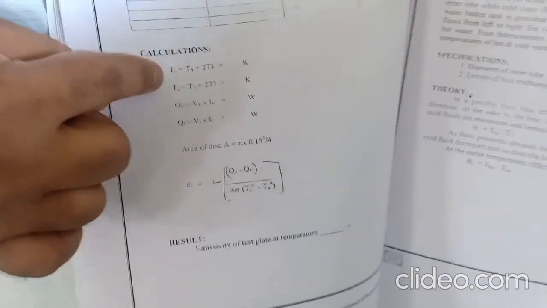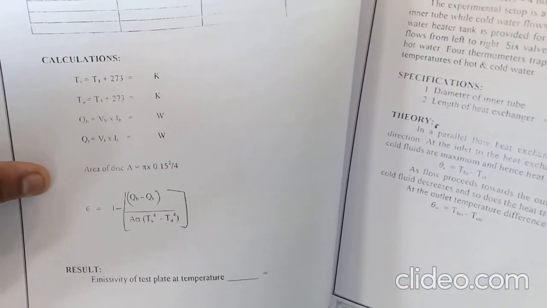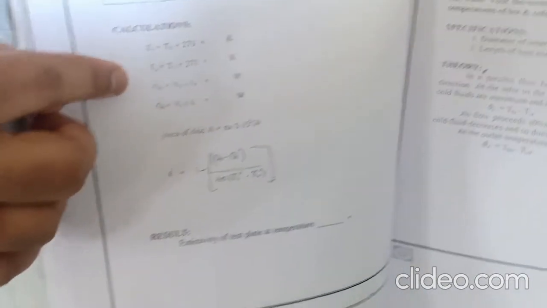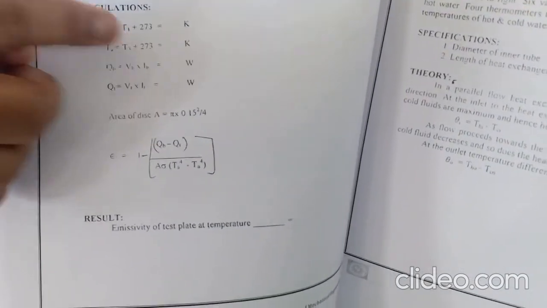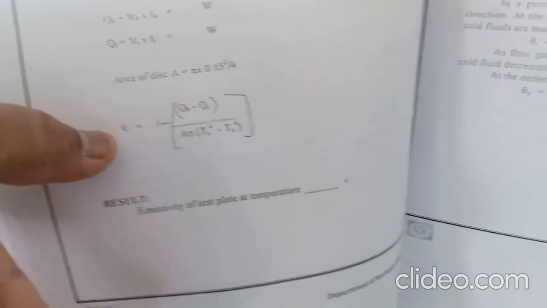Here the temperature must be in Kelvin, because radiation numericals are based on absolute temperature, so we have to consider only absolute temperature. That's why we take T plus 273 to convert into Kelvin. And this is the equation to calculate the emissivity.